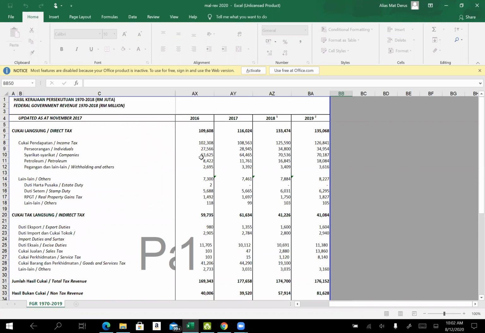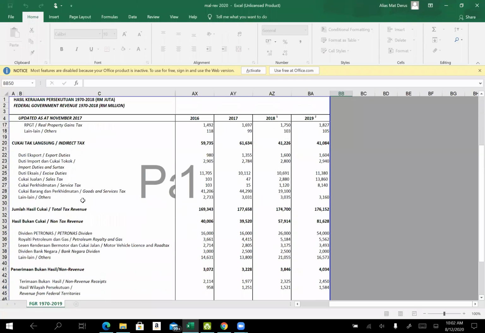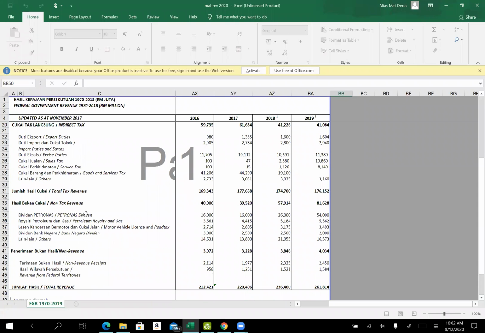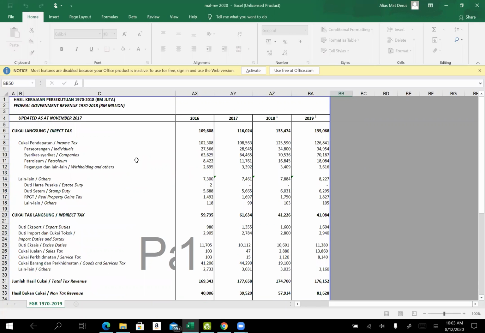Now looking at the components, generally there are two types. One is the direct tax, indirect tax, and of course you have the non-tax revenue. All right, non-tax revenue. But the main component or the main source of the government are the tax. Either it is direct or indirect.